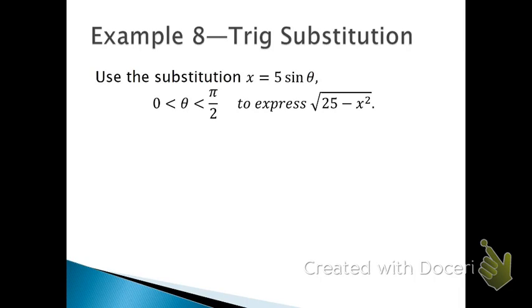All right, so let's use the substitution x equals 5 sine theta, where theta is between 0 and pi over 2, which just means it's our first quadrant, so it's going to be positive, to express the square root of 25 minus x squared. So we get the square root of 25 minus x squared, but we know x is what?